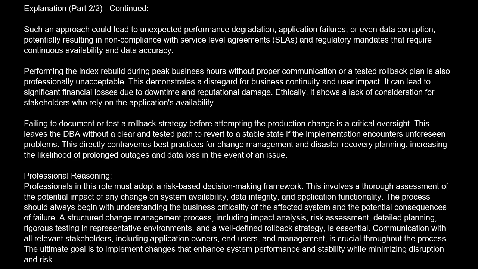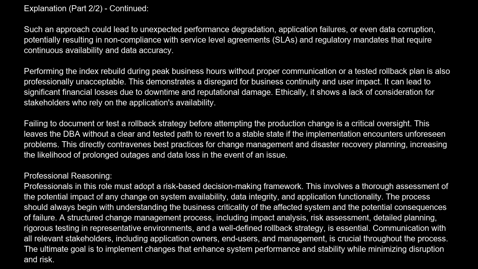Failing to document or test a rollback strategy before attempting the production change is a critical oversight. This leaves the DBA without a clear and tested path to revert to a stable state if the implementation encounters unforeseen problems. This directly contravenes best practices for change management and disaster recovery planning, increasing the likelihood of prolonged outages and data loss in the event of an issue.